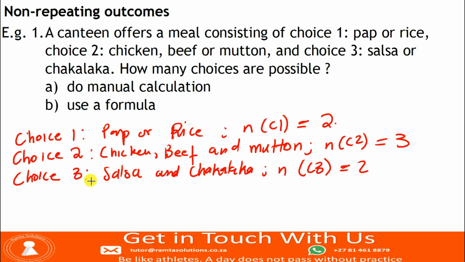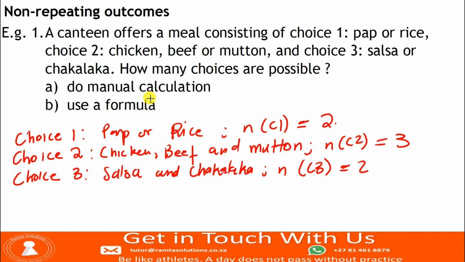All right? So let's see. The question says, how many choices are possible? Now, question A, you must show these choices by doing manual calculation. I'm taking manual calculation because it's easier to get this combination. But you will see why you are using a formula. Using a formula is simply because it becomes difficult when the sample size is big.